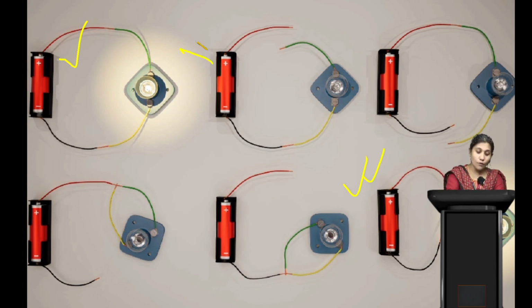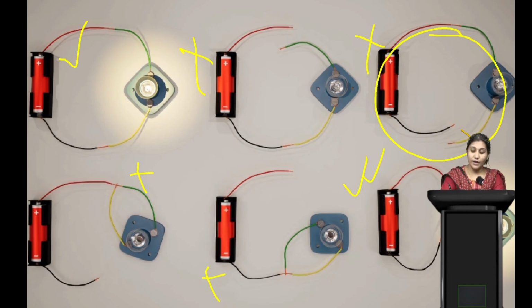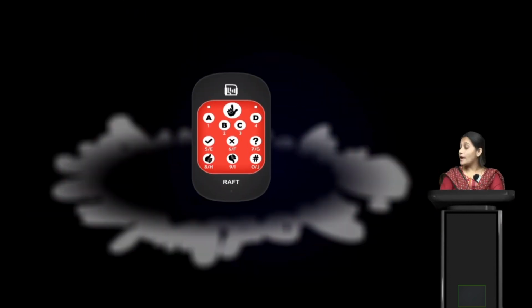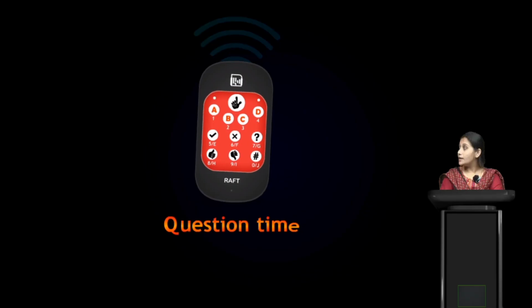But in all those four arrangements in which the circuit remains open, we consider this as a circuit, where the circuit remains open, the bulb doesn't glow, isn't it? Whenever the circuit remains open, the bulb doesn't glow. But when the circuit gets closed, meaning all the parts are connected to each other, at that time the bulb glows.